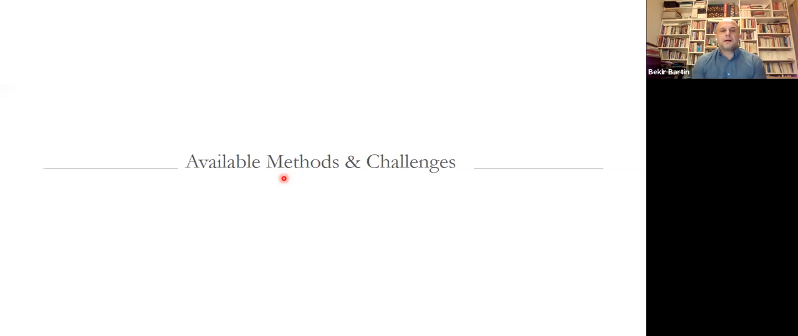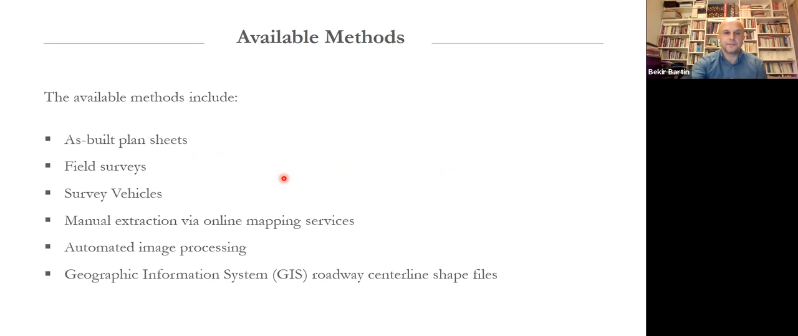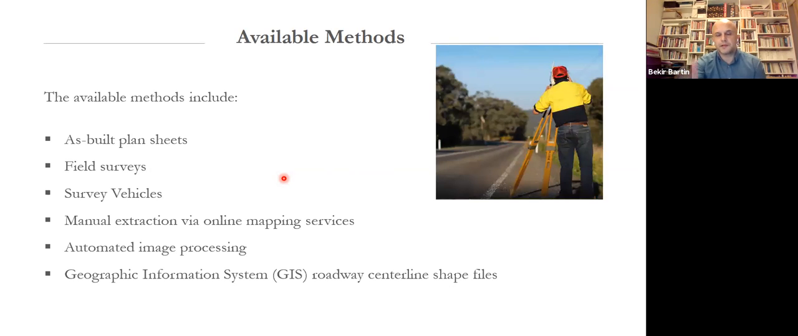Now that we set the stage and talked about the hardships of getting horizontal alignment data, let's talk about what the available methods are and what the challenges are for each method. Now, the available methods, obviously we talked about the as-built plan sheets. The second one is the field survey. You might have seen one of these guys on the roadway with their tripod and the total station, and another guy with a measuring rod giving reference points.